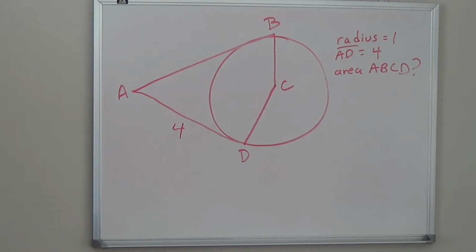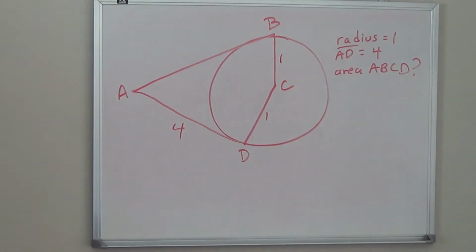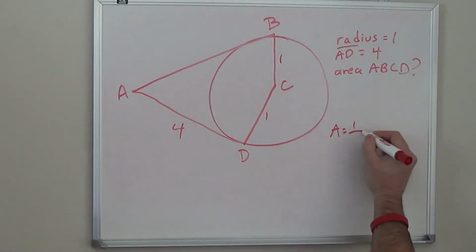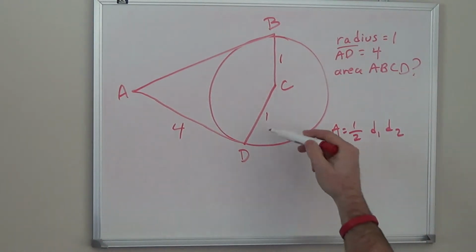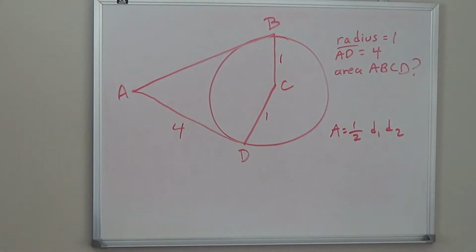Alright, so let's see what we got here. Looks like a kite. We don't want to really assume that it's a kite. We know the radius is 1, so we know that's 1, we know that's 1. If you knew the formula for area of a kite, I don't know how many people know that. Area of a kite is 1/2 times diagonal 1 times diagonal 2. We don't have that. We don't have that. I don't think that's the best way to proceed.